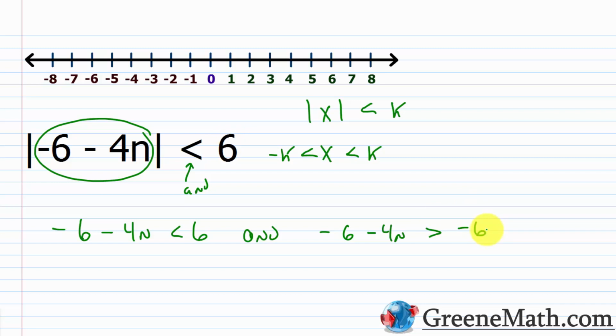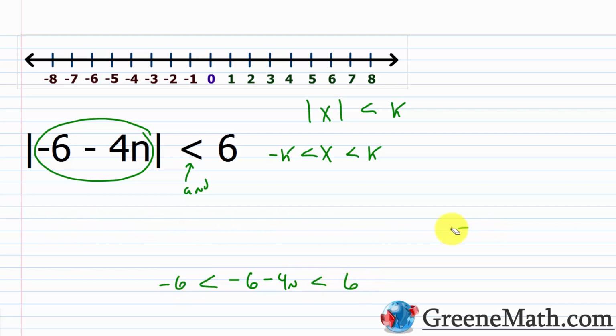So we can write this as a three-part inequality, make it easy on ourselves. So we have negative 6 minus 4n in the middle. It's greater than negative 6, and it's less than positive 6. So I can just erase this, and I can drag this up here.